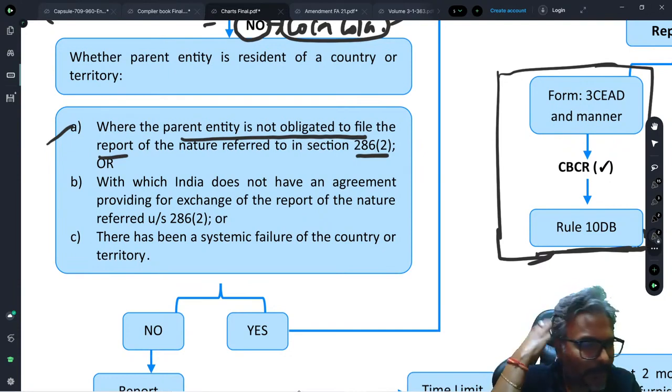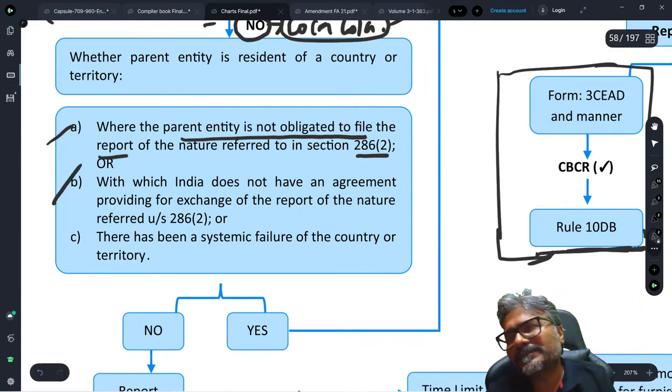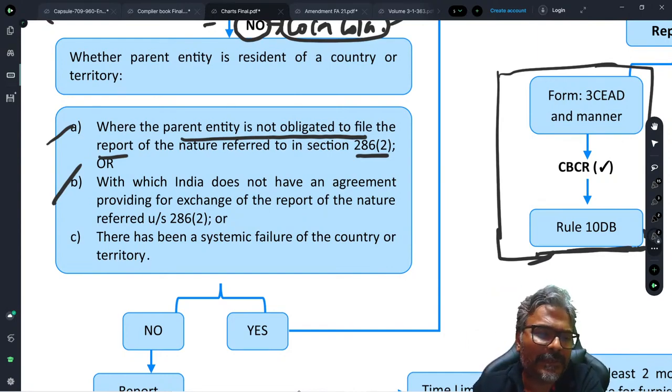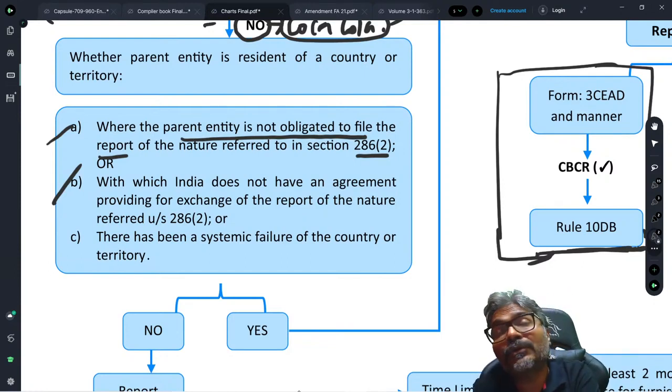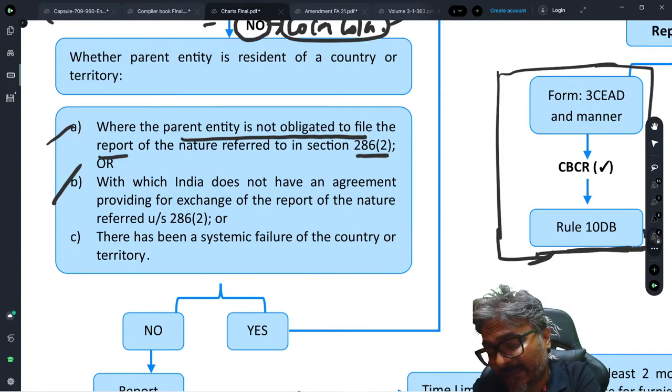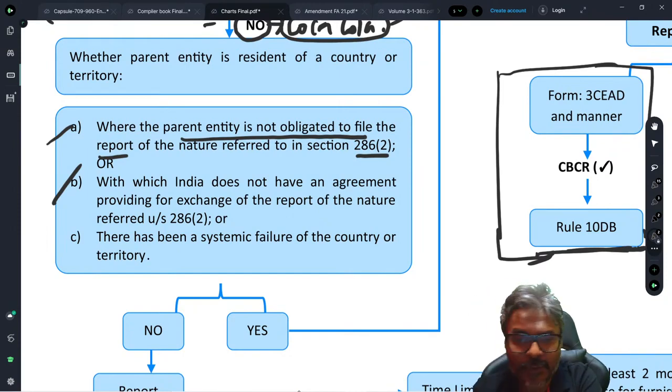What about point number B, students? Although each default is independent of the other, students, coming to point number B, what it says is that although Coca-Cola USA is filing the CBCR with the US tax authority, so far as India is concerned, USA does not have any tax information exchange agreement.